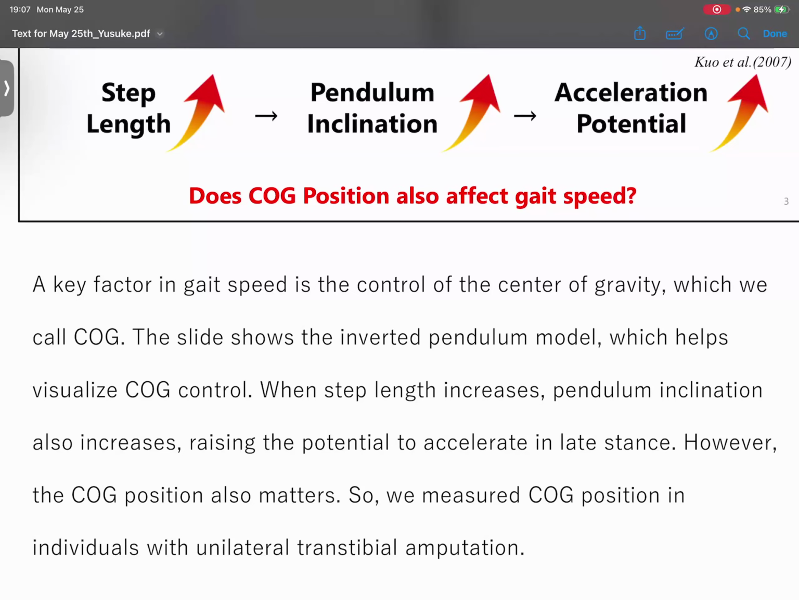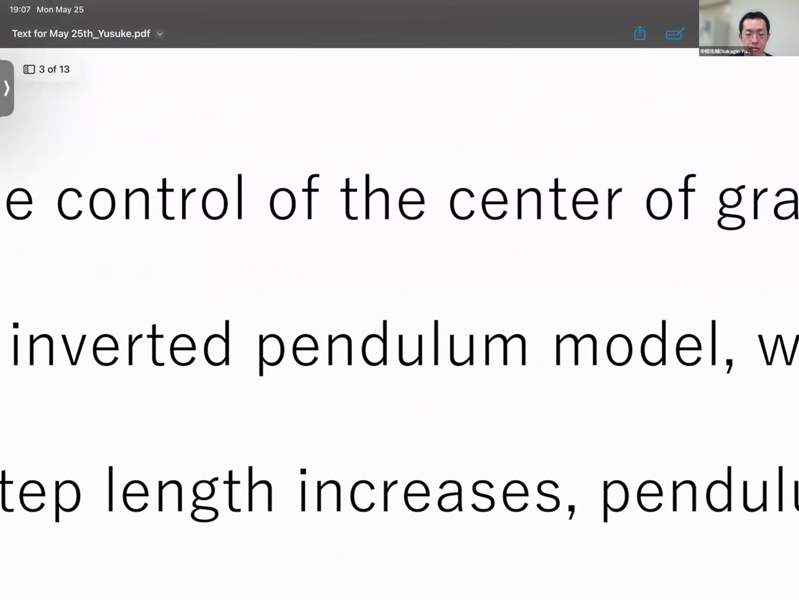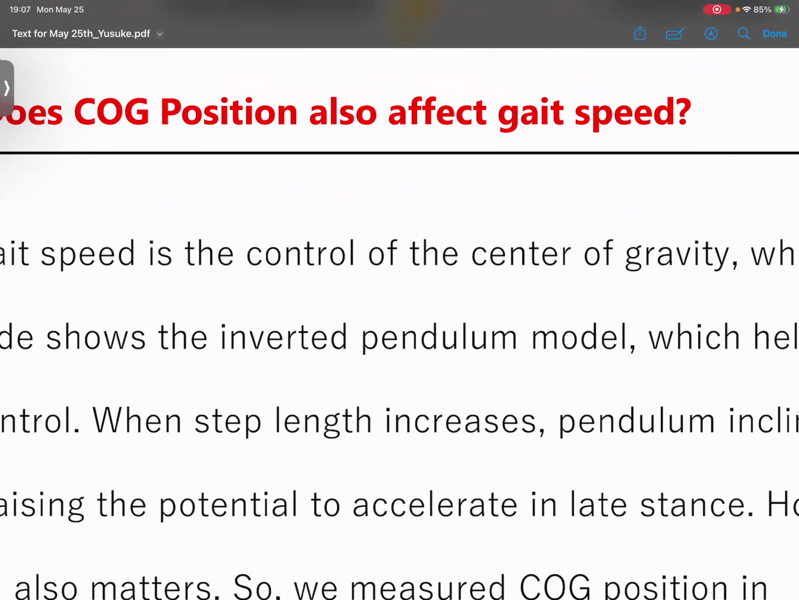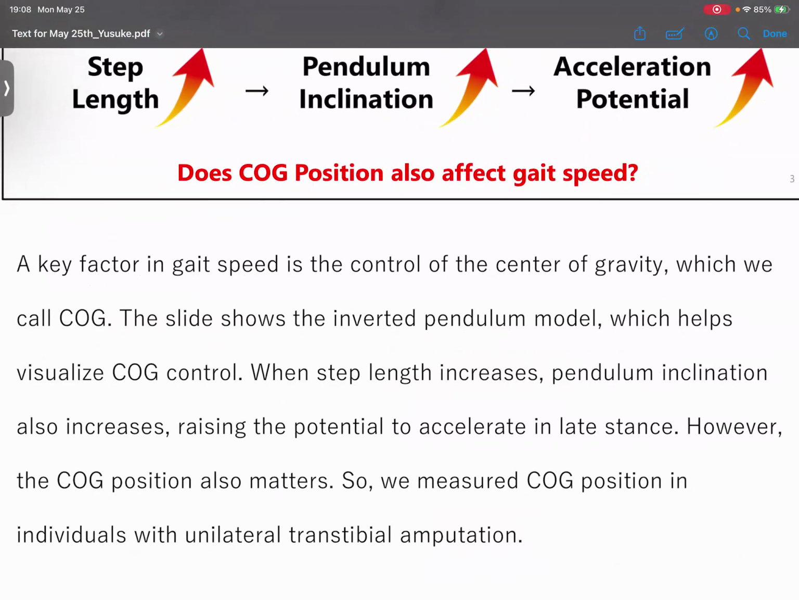The slide shows the inverted pendulum model. Pendulum. Here's another example. Pendulum. Okay. Which helps visualize COG control. Visualize. That's good.